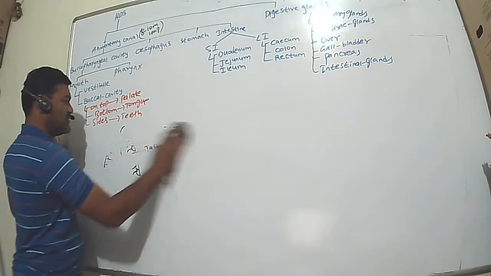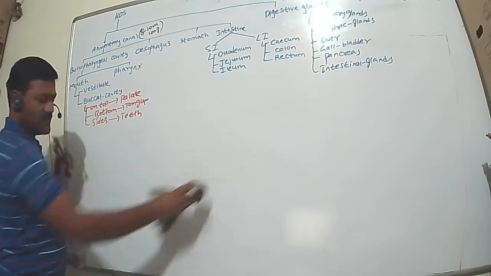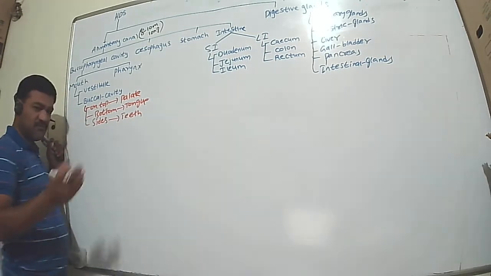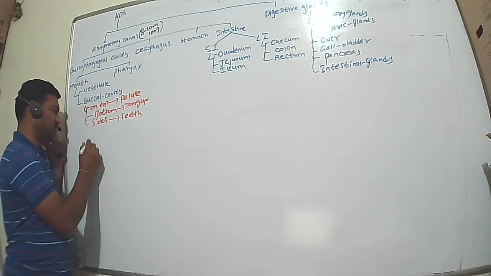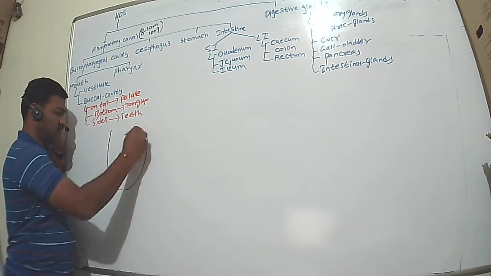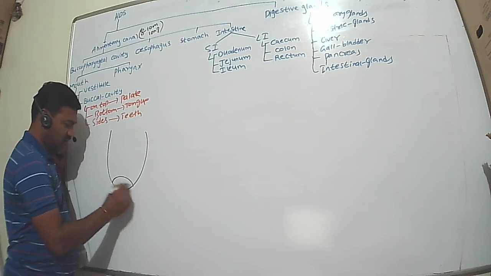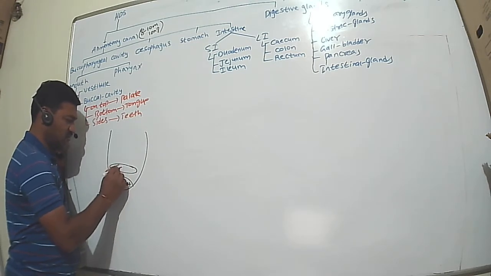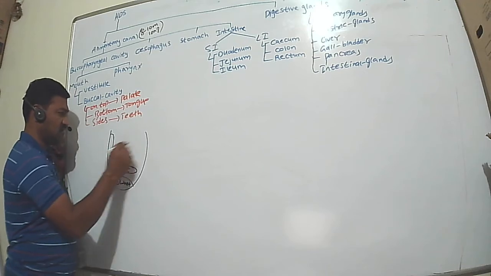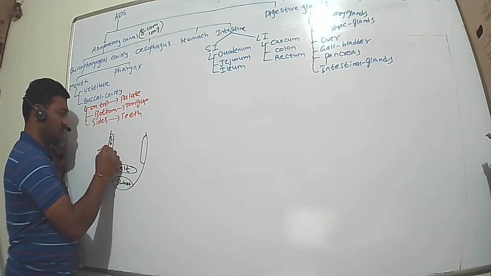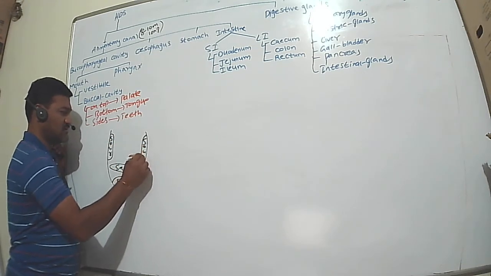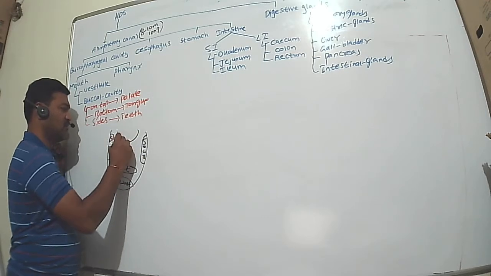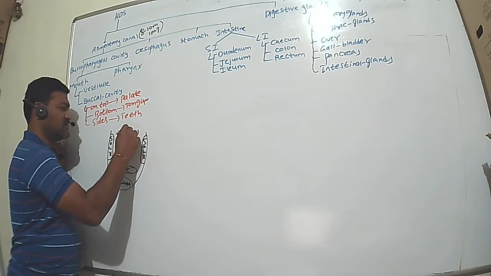And coming to the types of taste buds, as there are 4 types of taste, you have 4 types of taste buds. At the tip you have the sweet taste buds, and behind the sweet taste buds you have the salt taste buds, and to the sides you have the sour taste buds, and at the base or at the bottom of the tongue you have the bitter taste buds.